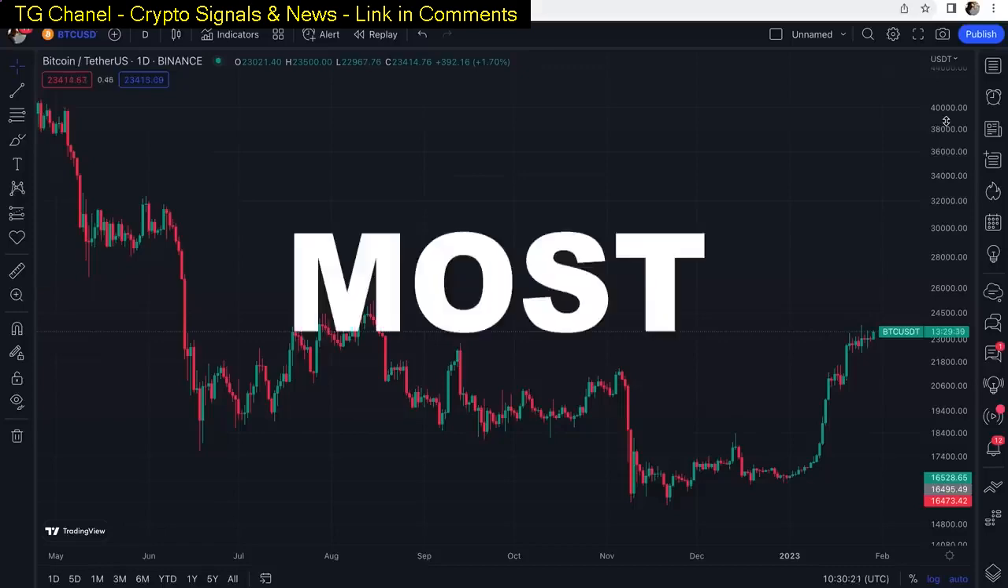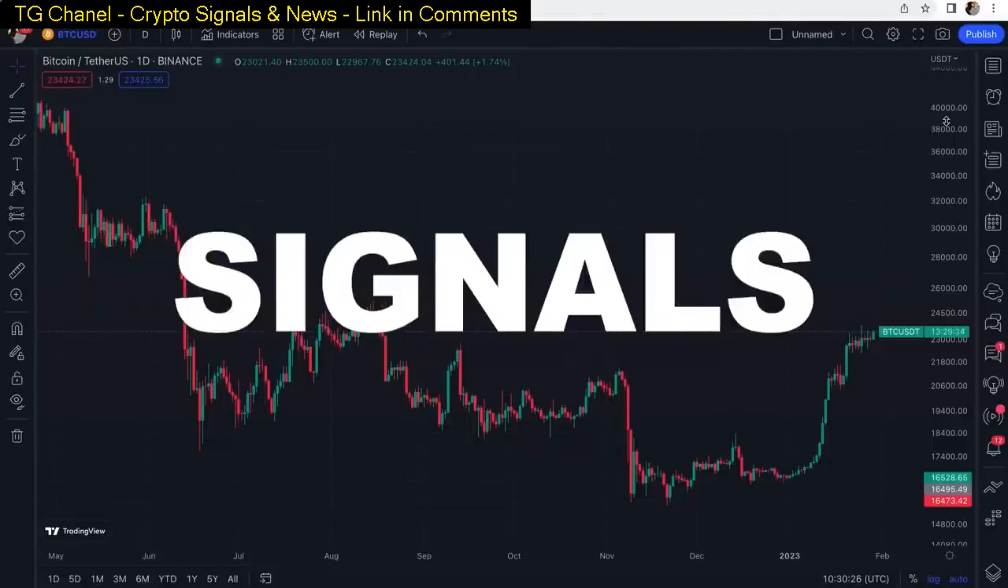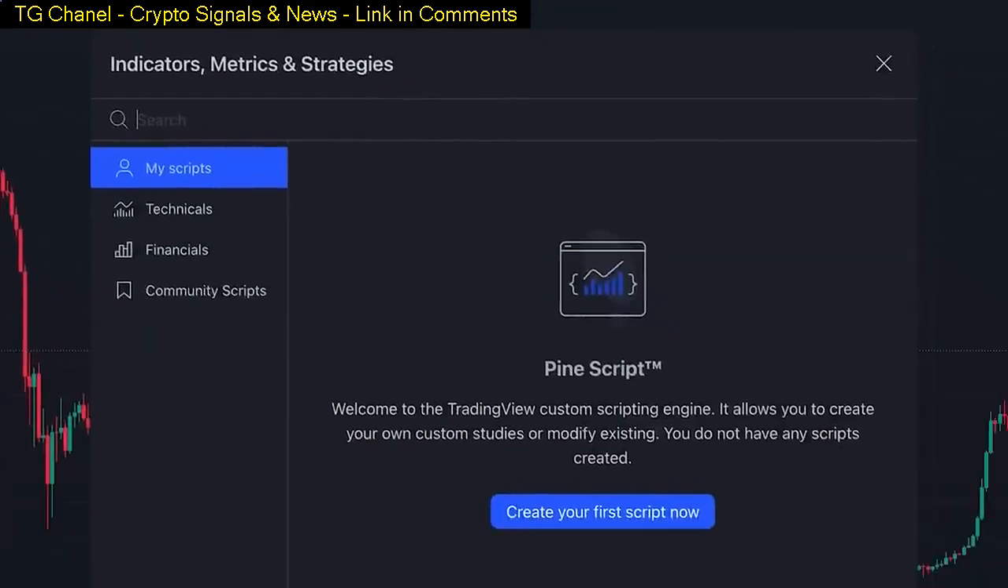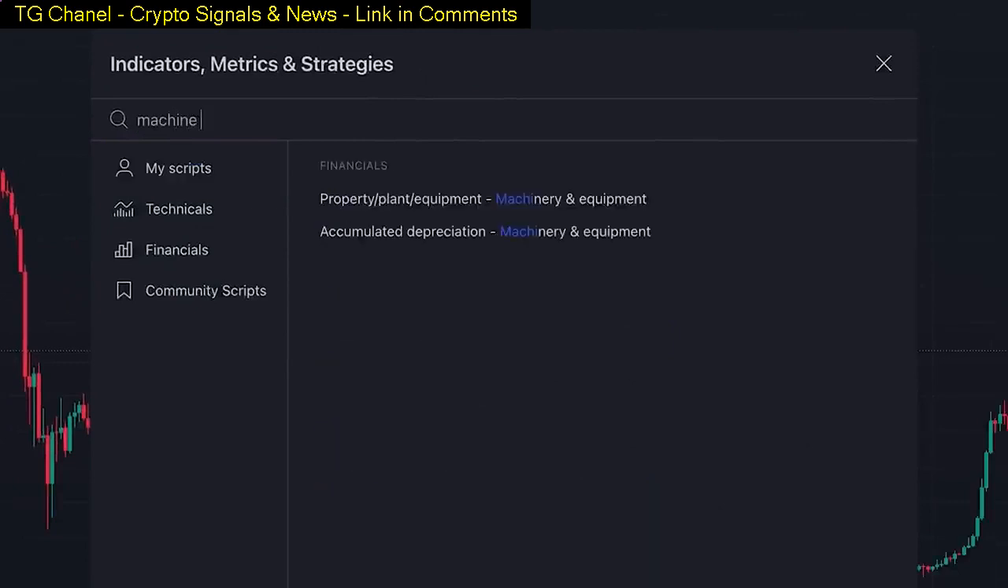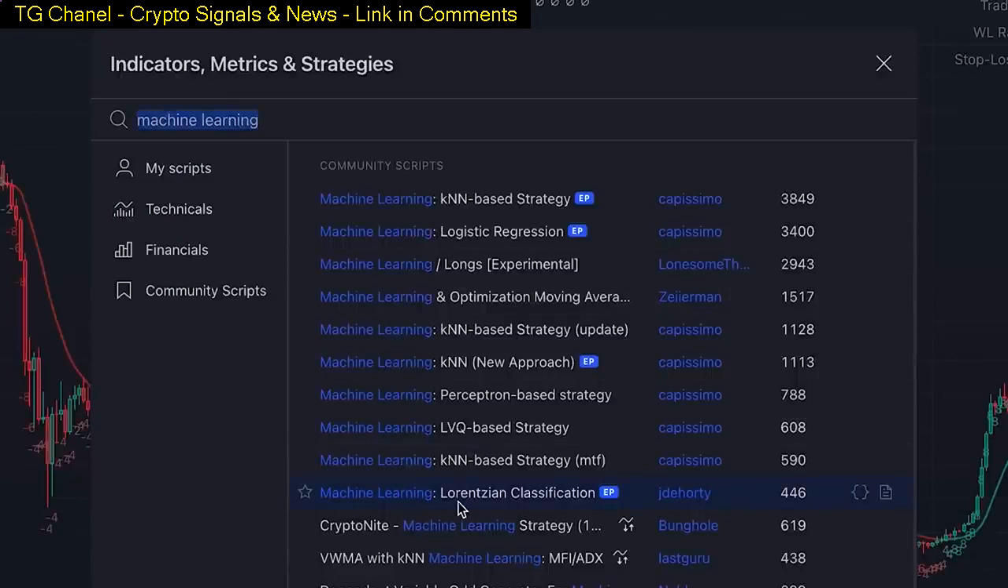Introducing one of the most advanced indicators in TradingView that generates amazing buy-sell signals. To add this wonderful indicator to our chart, here we click on indicators and we search machine learning. We add this one, Machine Learning: Lorentzian Classification, which is an Editors' Picks indicator, and it's written by someone named J.D. Horty, if I'm pronouncing the name correctly.